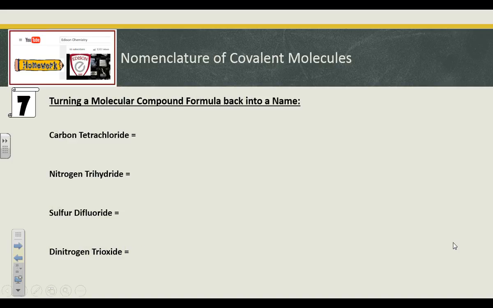Got a name, got to get the formula. Carbon tetrachloride. Well, there's 1 carbon and 4 chlorines. Remember, the number in the subscript applies to the previous element. So when we say tetrachloride, it means there are 4 chlorines, but we put the 4 down and below the chlorine in the formula. That's all there is to it. Nitrogen trihydride. Well, nitrogen is an N. Hydride, hydrogen, H, tri, 3 of them.